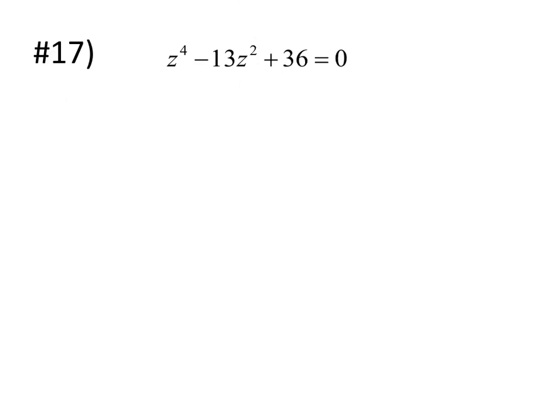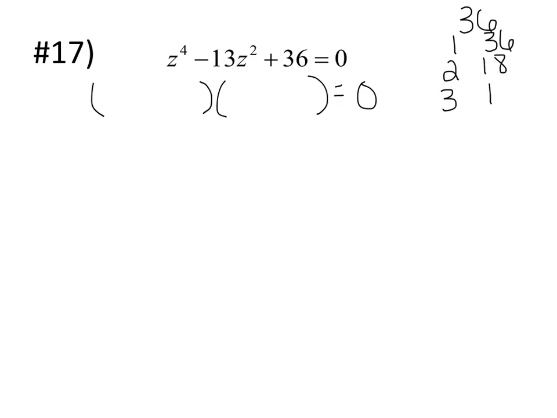All right, last one. z to the fourth minus 13z squared plus 36. All right, I'm going to treat this like a regular factoring problem. I'm going to build my houses, set it equal to 0, multiply your first and last number, you get 36. What factors of 36 are going to give me 13? So I have 1 and 36, 2 and 18, 3 and 12, 4 and 9, and 6 and 6. 4 and 9 are going to be what give me 13.